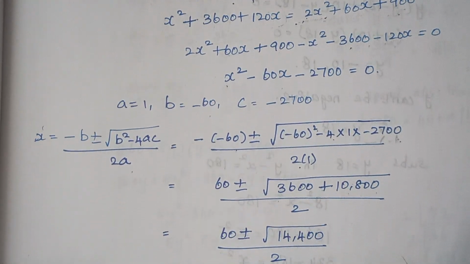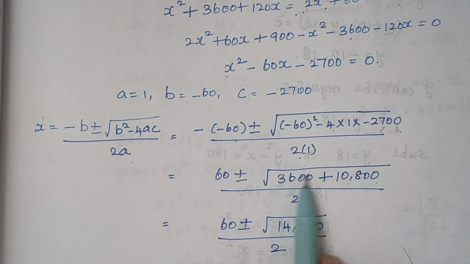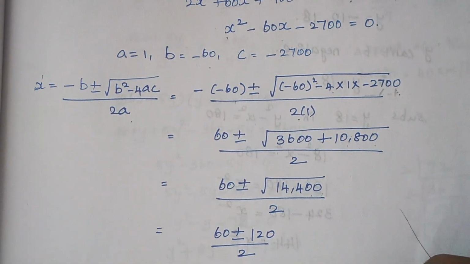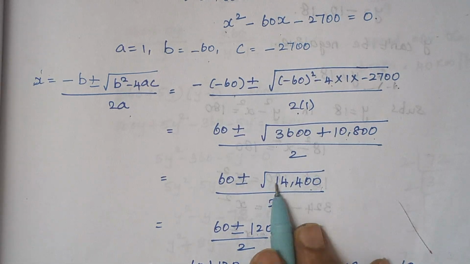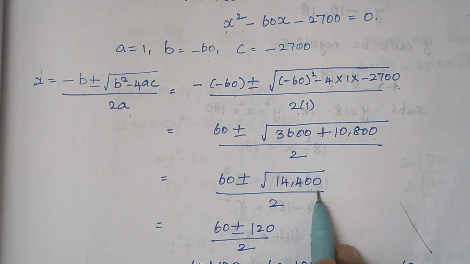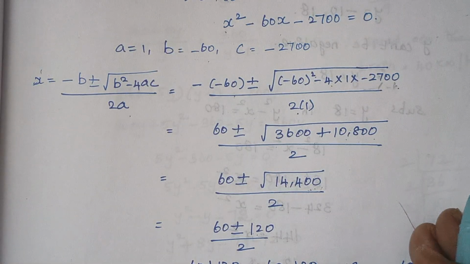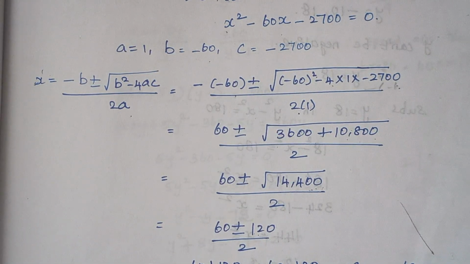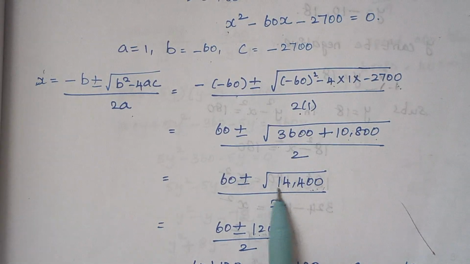So here the thing is 60 plus or minus square root of 14,400. When you add these two we get 14,400, the whole thing divided by 2. So the square root of 14,400 is 120, right? Because you know 12 square is 144. Here we have 2 zeros, so to the 12 when you add 1 zero, then it is easy, right? I believe you people know, right? 12 square is 144.